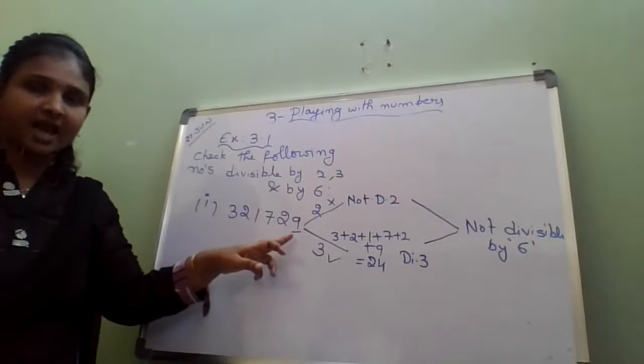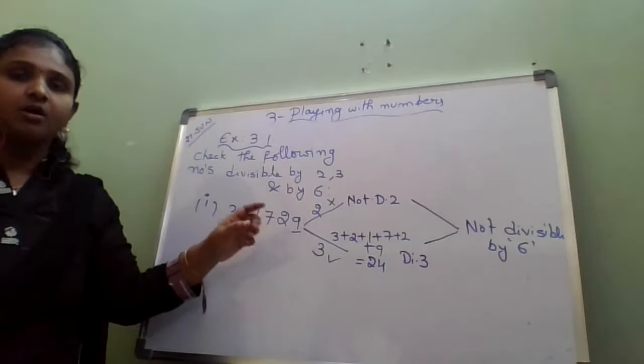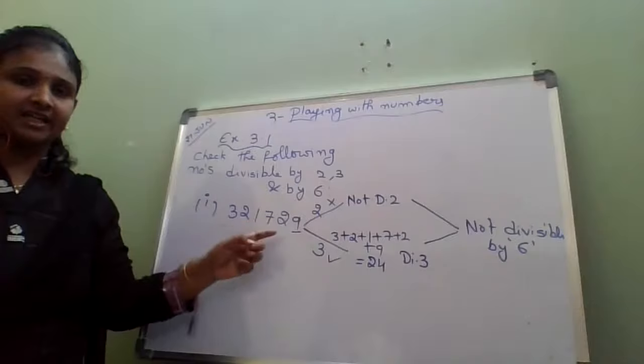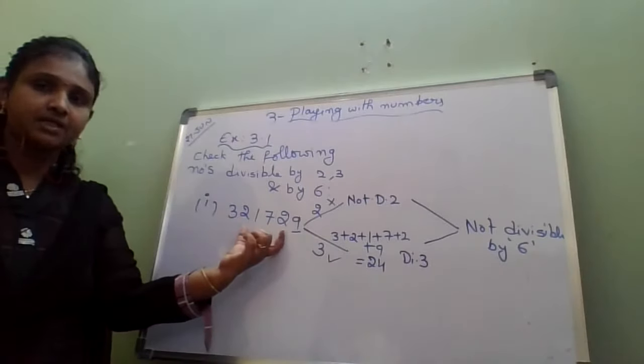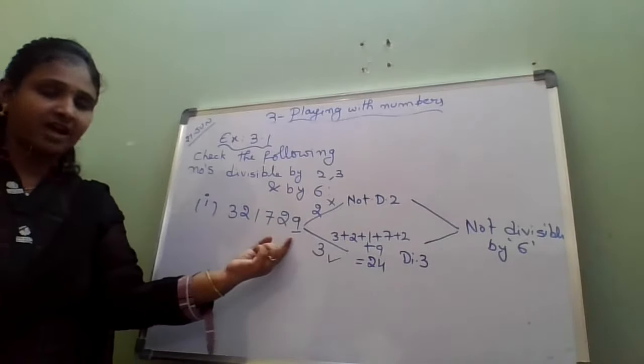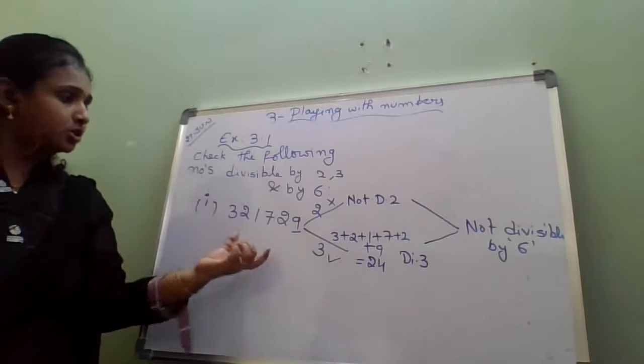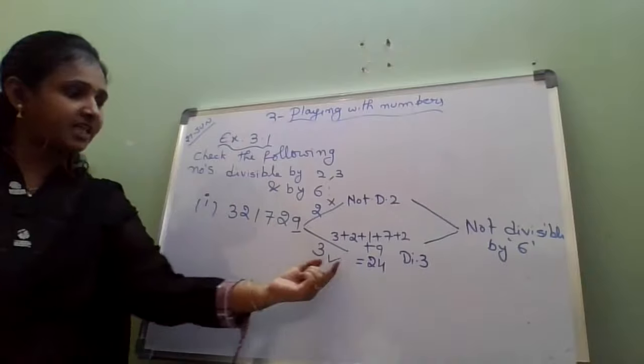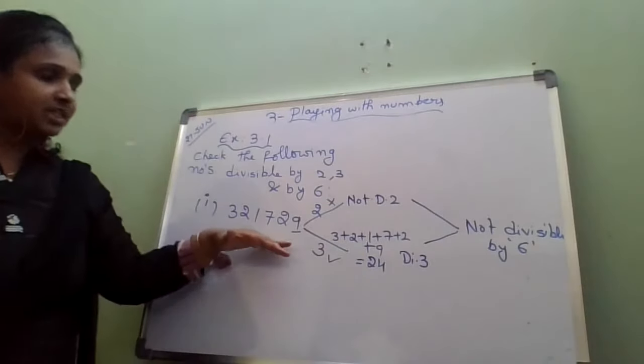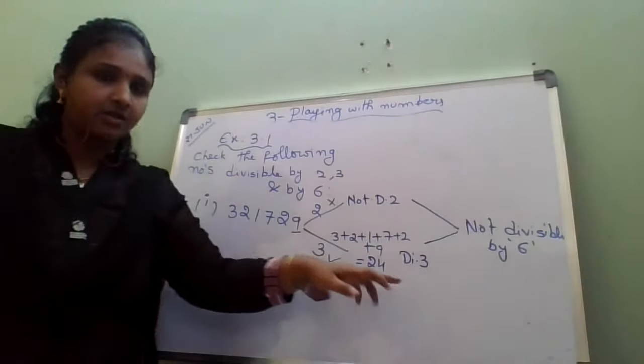Means in ones place 9 is there. In ones place 0, 2, 4, 6, 8, any digit is there means that number is divisible by 2. So in ones place 9 is there, so this one is not divisible by 2. The sum of the digits you will get 24, so this number is divisible by 3.